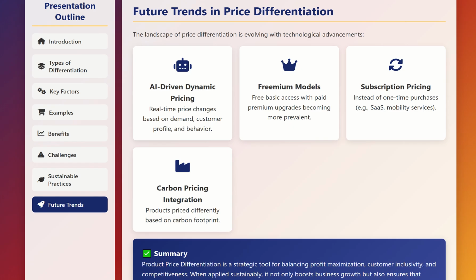To wind up with our presentation, the future trends that are driving product price differentiation. The landscape of price differentiation is evolving with technological advancements. Technology is taking shape so fast that product price differentiation is taking shape.